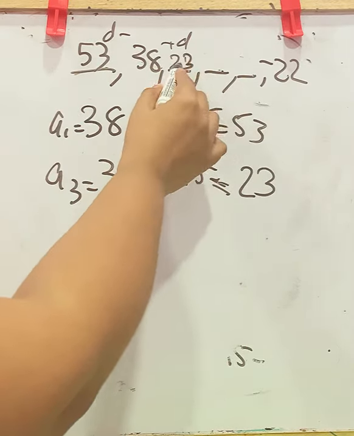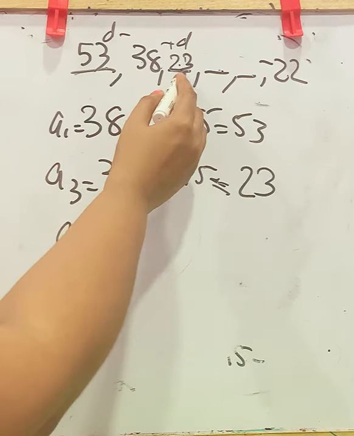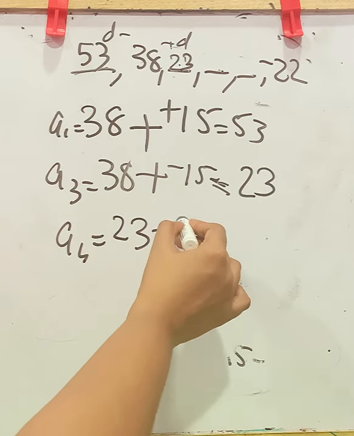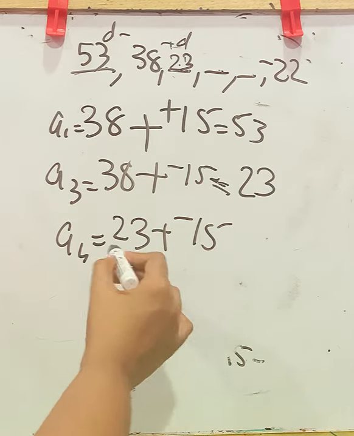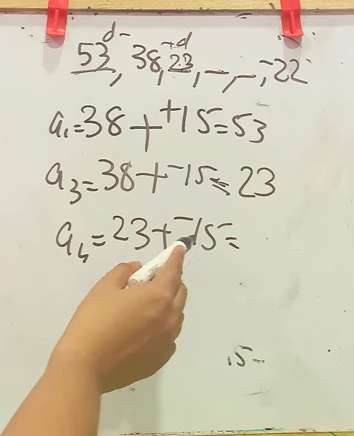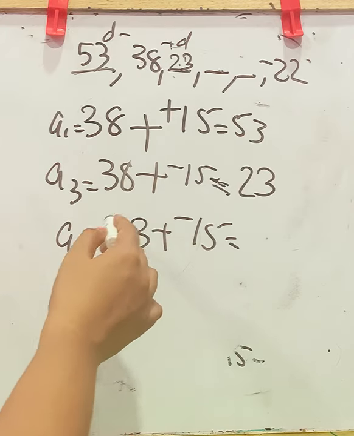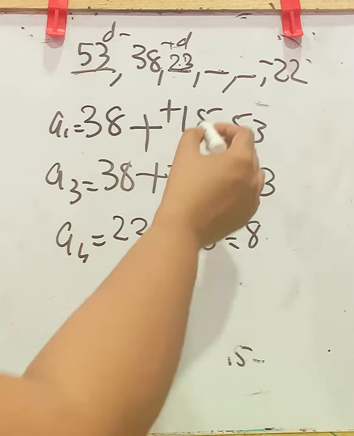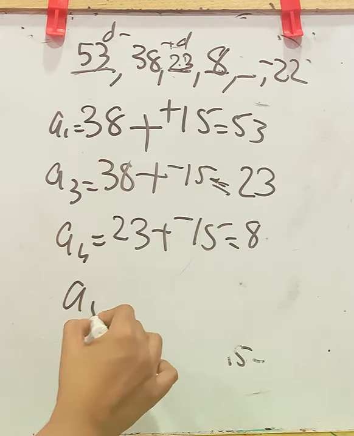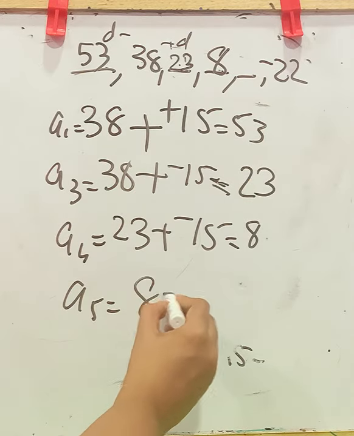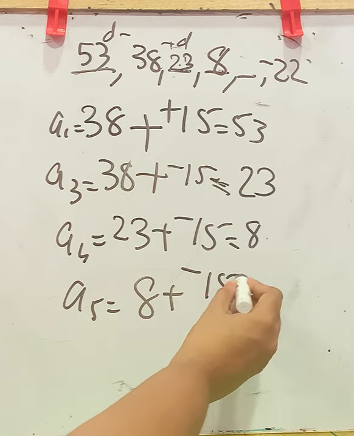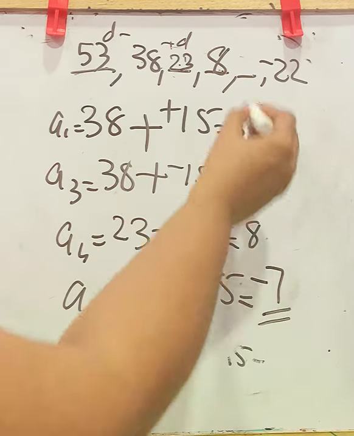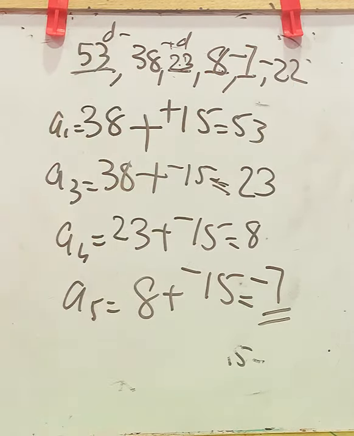To get the next number, A4, A3 plus the difference. Again, 23 plus negative 15 means you have to subtract the smaller number from the bigger number and put the sign of the bigger number, 8. Now A5 is A4 plus D. D is here negative 15. So 8 plus negative 15, negative 7. These are the missing terms.